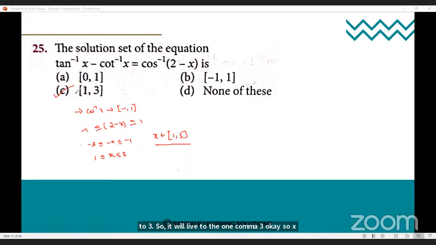So option C will be the right answer, because tan inverse x is equal to cot inverse x is given. We are considering the domain of cos inverse x, simplifying it and finding the value of x. So x belongs to the interval 1 comma 3. Along with me, you can start solving if you are able to do the solutions well. If you don't know, you can go through the solution. Try to take a pen and pencil in hand and solve it along with me.